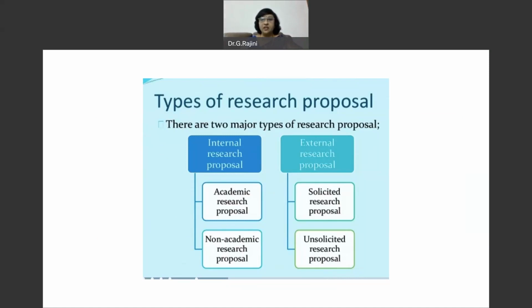There are two major types. You can classify them into internal research proposals and external research proposals. Internal research proposals are academic in nature, and you can classify them further into non-academic research proposals as well. If it is an external research proposal, you are submitting it to an external body which you are not part of, then it can be classified as solicited research proposal and unsolicited research proposal.